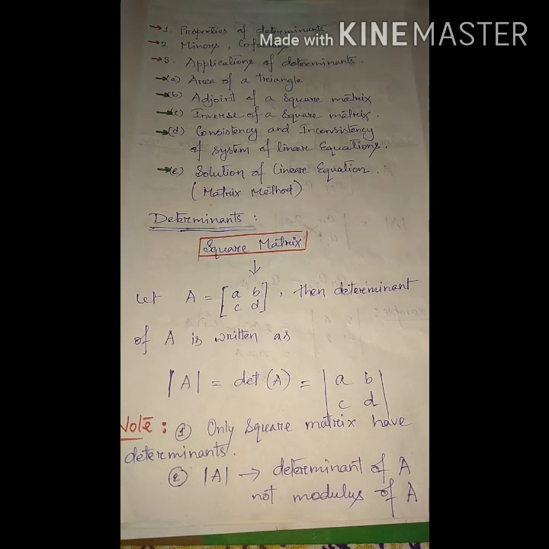Now here we discuss the properties of determinants, minors, cofactors. First of all, the determinant of order 1 by 1, 2 by 2, 3 by 3. Let's see how we can find the value of the determinant here.